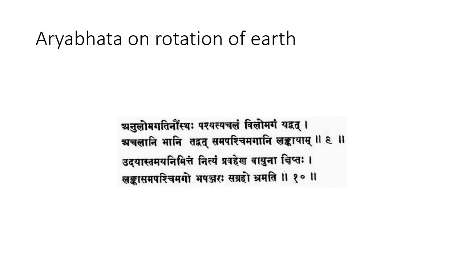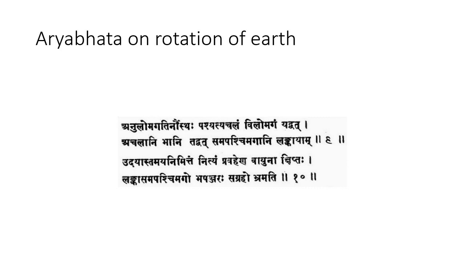The fact that it's the Earth's rotation about its axis which gives rise to the appearance that all the other bodies are rotating about the Earth was first put forth by Aryabhata in the 5th century in his Aryabhatiya, in his section called Golapada. This is from verses 9 and 10 in the Golapada, where he states this phenomenon, that it's the Earth's rotation which gives rise to this appearance.